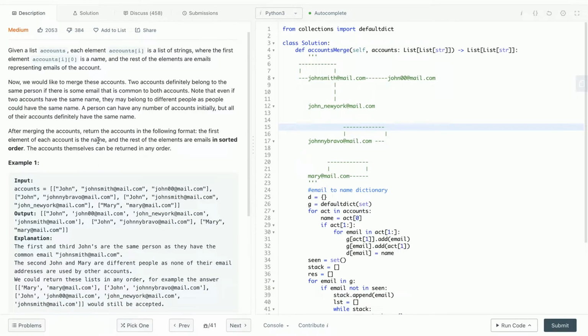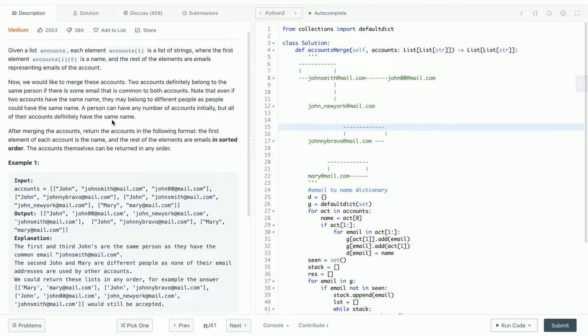Given a list accounts, each element accounts[i] is a list of strings, where the first element accounts[i][0] is the name, and the rest of the elements are emails representing the emails of the account. Now, we would like to merge these accounts. Two accounts definitely belong to the same person if there is some email that is common to both accounts.